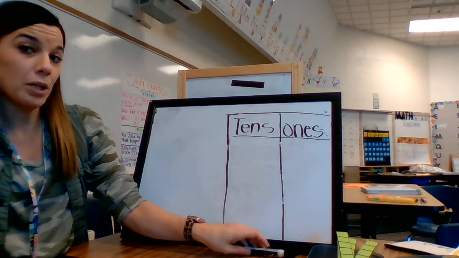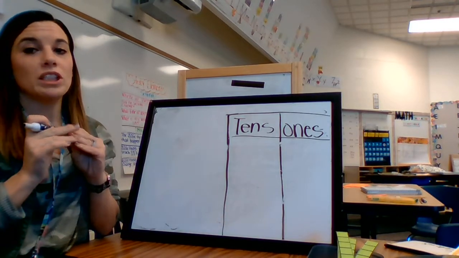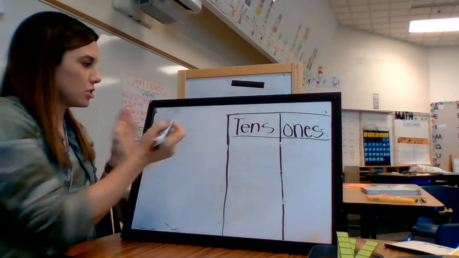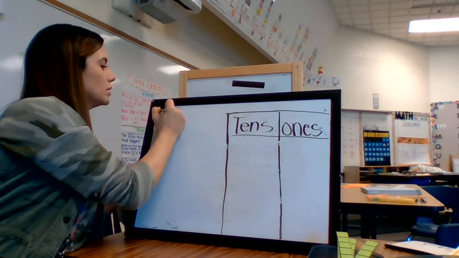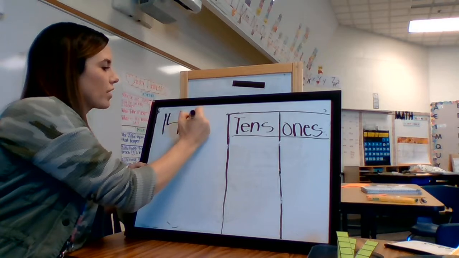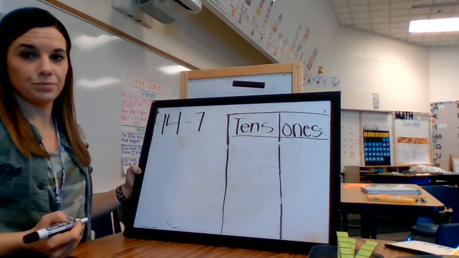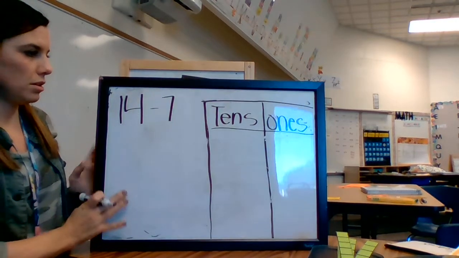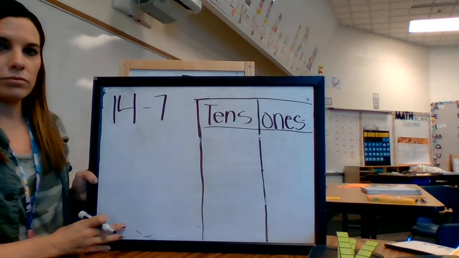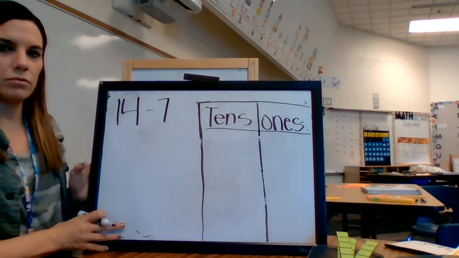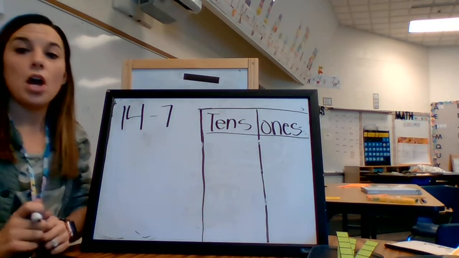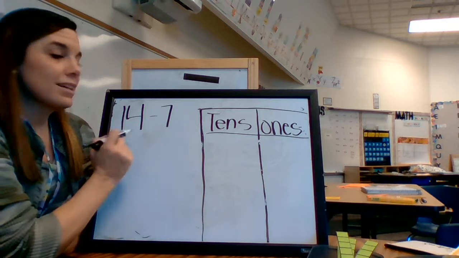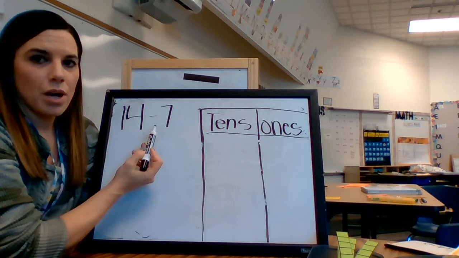So, I'm going to put a problem up on the board, which is going to look a lot like the problems we saw yesterday. So I'm going to start with 14 minus 7. Can you guys see that? There we go. 14 minus 7.